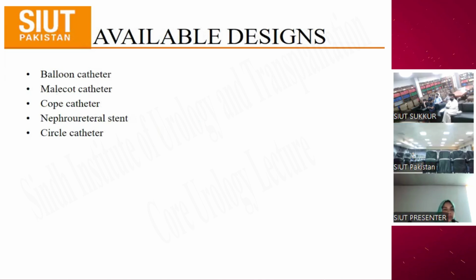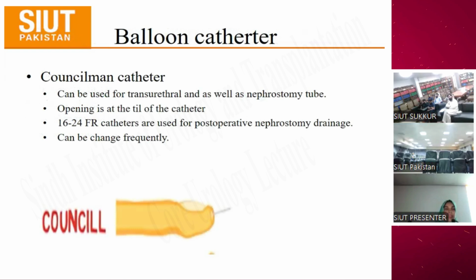Broadly, we have balloon catheters, Malecot catheter, Cope catheter, nephroureteral stent, and circle catheter. In balloon catheter, again, we have Councill catheter, Kaye tamponade catheter, and Foley's catheter. The Councill catheter can be used for transurethral as well as nephrostomy tube. It has an opening at its tip, so through this hole we can insert a guide wire and change the catheter frequently. They are available in 16 to 24 Fr.